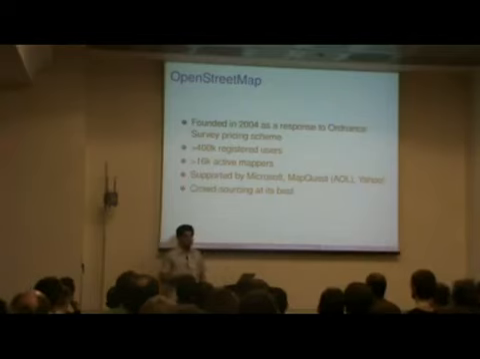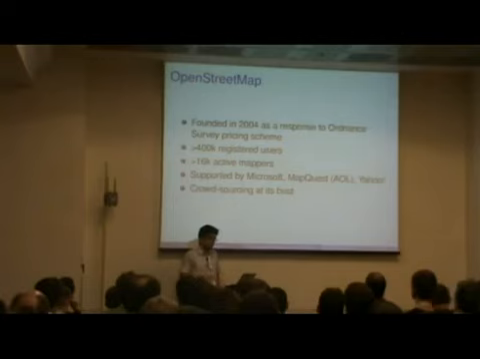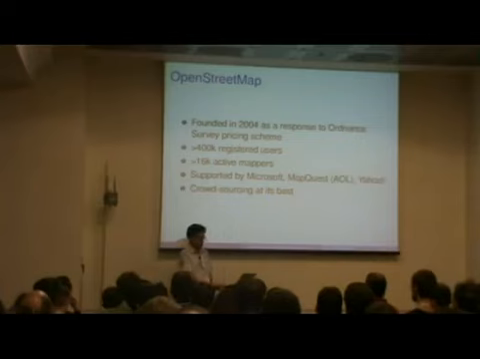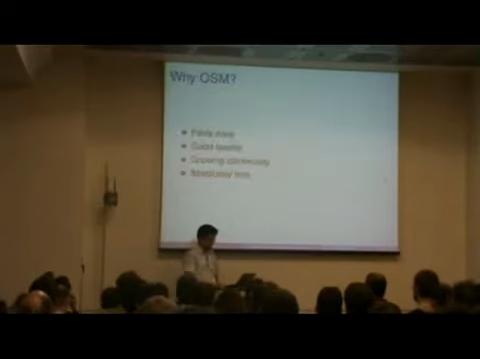Microsoft, MapQuest, Yahoo, and other smaller companies support OpenStreetMap, so they believe in it, so that's a good sign. And I think that's one of the brightest crowdsourcing projects right now, after Wikipedia, of course.